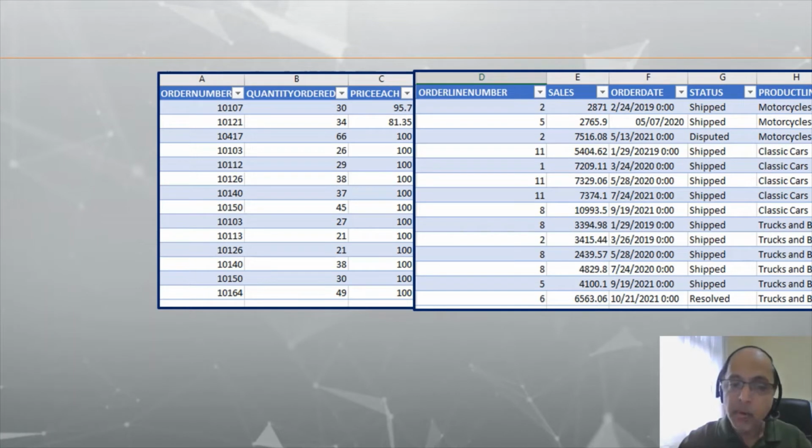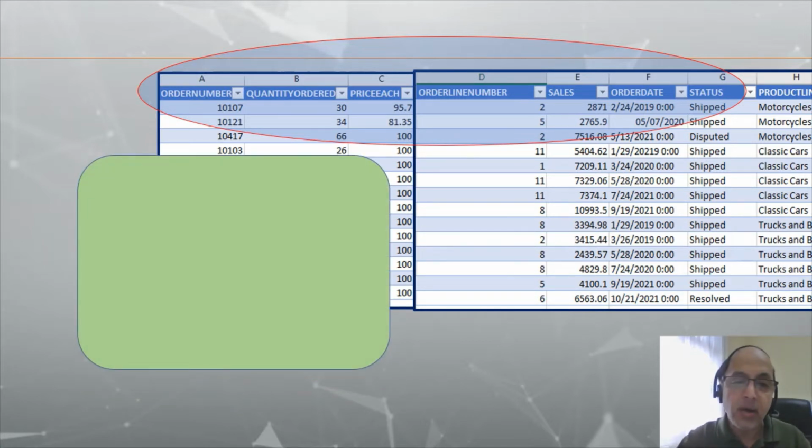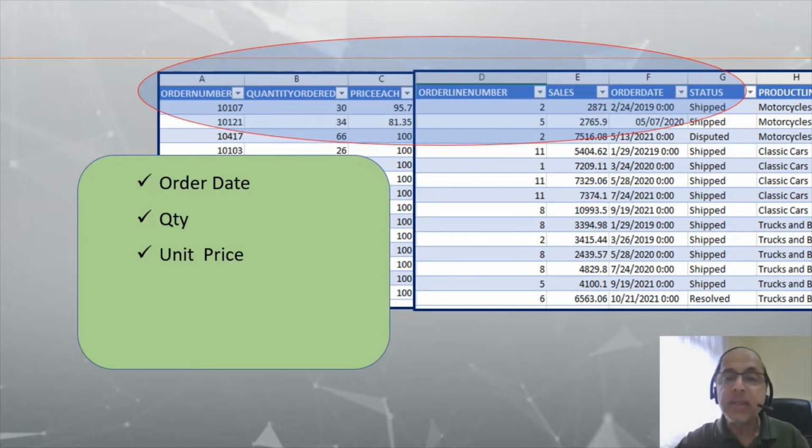So I'm going to highlight section by section some of the fields. And in this first series of the fields, let's identify which may be of our interest. So one of the fields will be order date, then quantity of sales that happened on that day, what is the unit price, what is the sales value, and what is the status of the order.